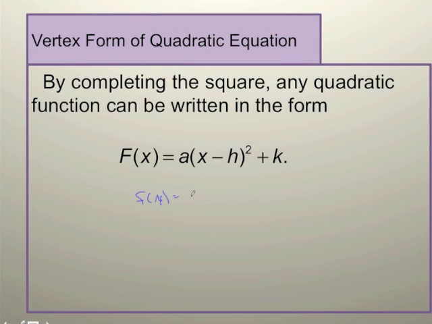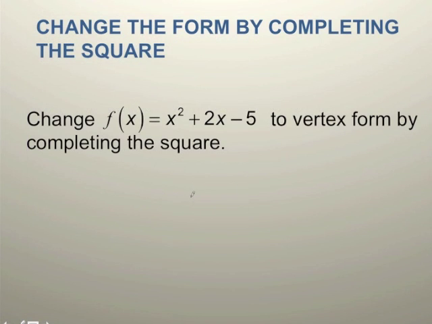You know that f of x equals x squared is a parabola that looks like this, where the vertex is at 0, 0. Here, h moves the vertex left or right, and k moves it up or down. And we know also from transformations that a will make it fatter or skinnier, depending on whether it's less than 1 or greater than 1. I'm going to use completing the square to change this to vertex form.